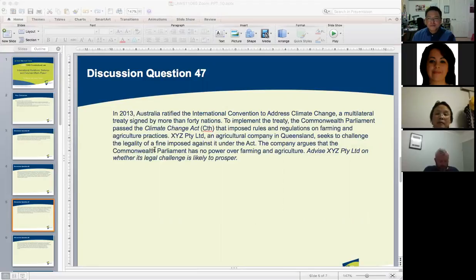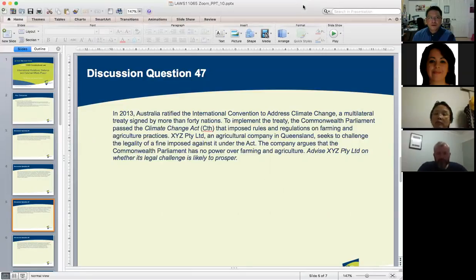Volunteer. So from B, I'll just read the issue she says: the Act regulating farming and agriculture practice, a constitutionally valid act. We're missing something there. Too broad.